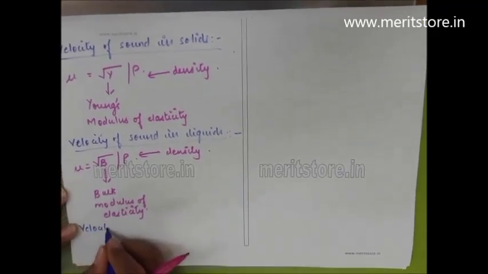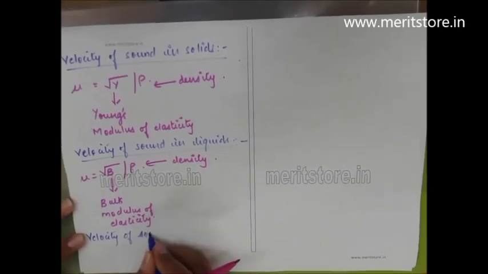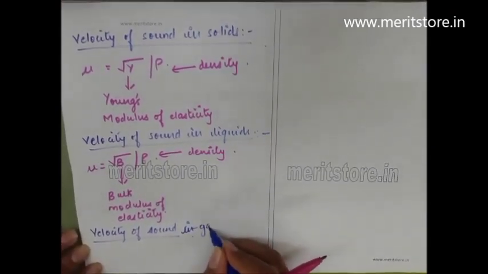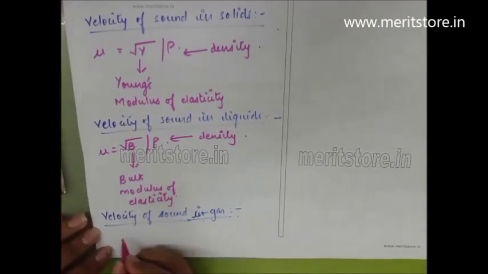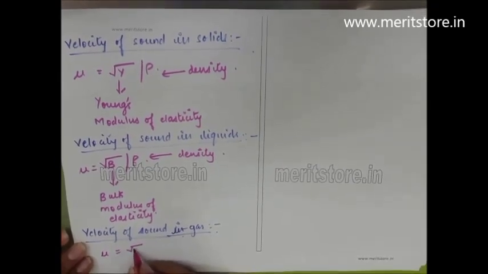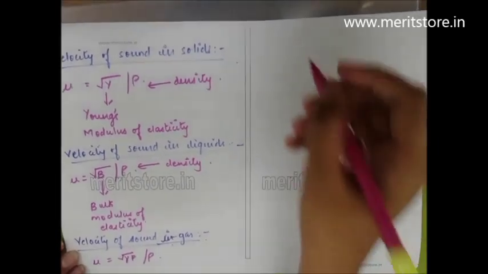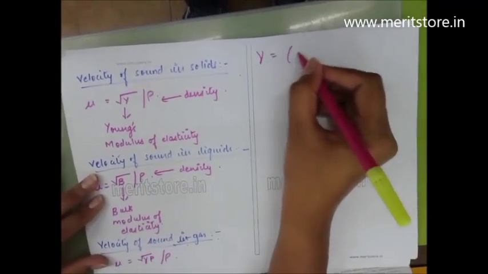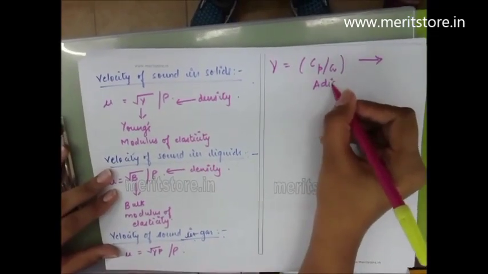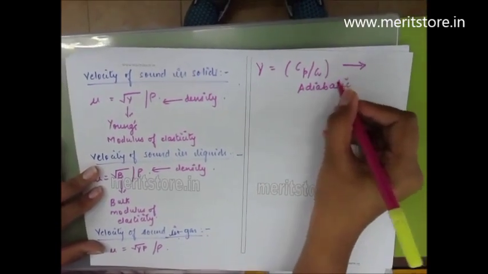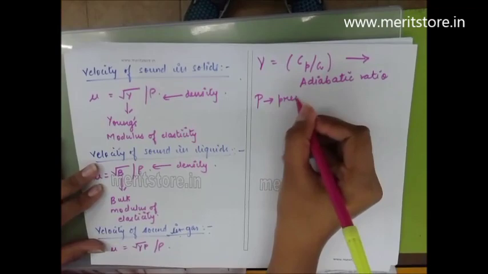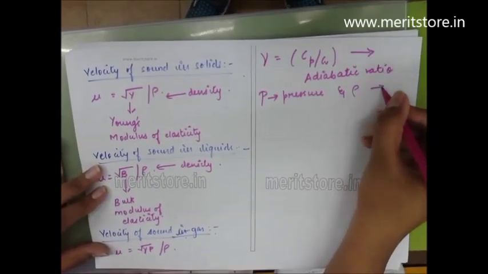Velocity of sound in gas is given as U is equal to square root of gamma P divided by rho, where gamma is Cp divided by Cv, which is the adiabatic ratio where there is no exchange of heat or energy. P is the pressure and rho is the density.